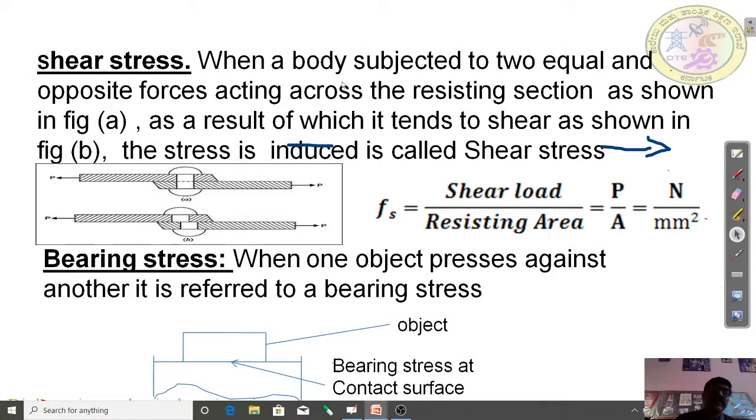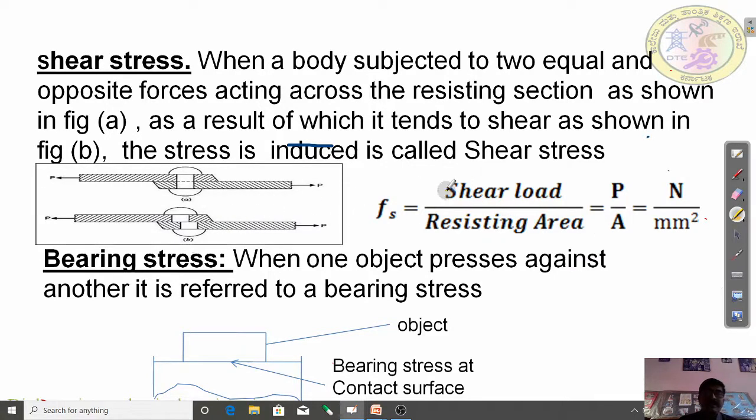Next, shear stress. When a body is subjected to two equal and opposite forces acting on a resisting section, here it is a rivet testing section as shown in figure A, as a result of which it tends to shear off. You can see the rivet has been sheared off. In figure B, the stress induced is called shear stress.